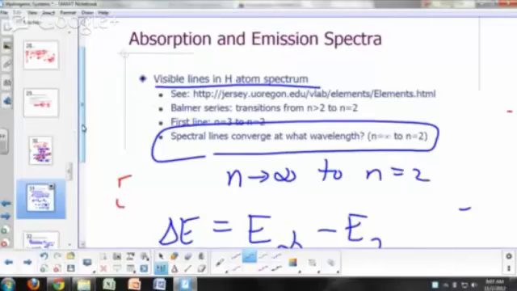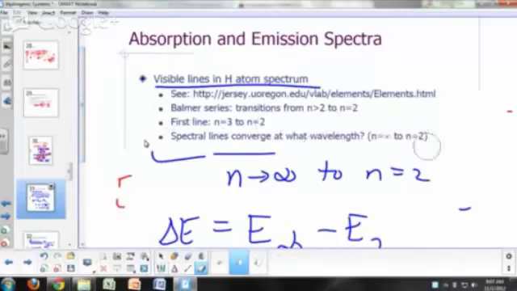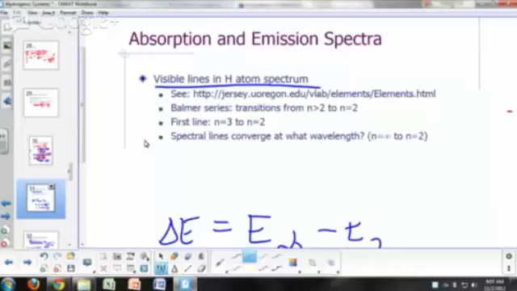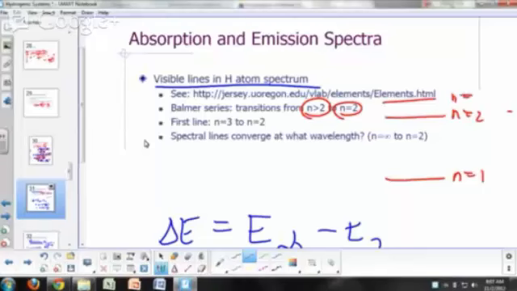The visible lines in the spectrum of hydrogen are known as the Balmer series of lines. These are lines due to transitions from quantum states with n larger than 2 to n equals 2. So if your energy levels look like this, n equals 1, n equals 2, n equals 3, one thing you'll notice is that a lot of energy levels are going to get closer and closer together as you approach n equals infinity, or E equals 0.